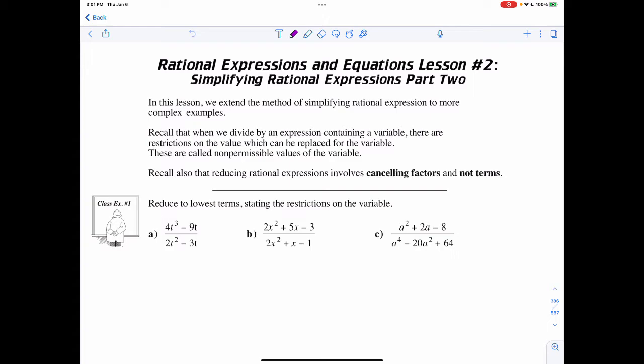For this lesson, we're just going to keep simplifying the rational expressions like we did with lesson 1. So remembering that when we're doing this, we need to state the non-permissibles based on the factored form of the original rational expression before we simplified it. And we can only cancel out entire factors from the numerator and denominator, not just separate terms.